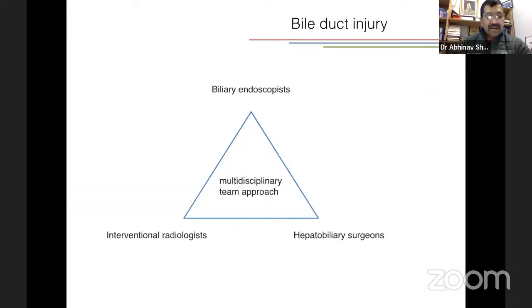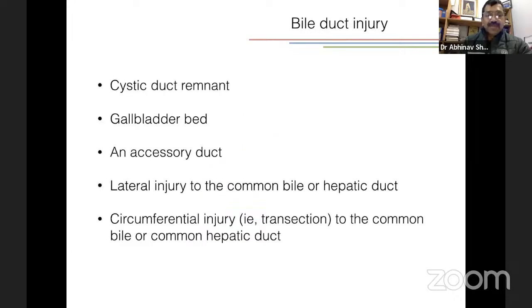Now, this is a complex team approach when a patient has post-cholecystectomy bile leak. We need a biliary endoscopist, an intervention radiologist, and most importantly, a hepatobiliary surgeon, which is the key person. So, the injury may happen to the cystic duct remnant or gallbladder bed or accessory duct, or there may be lateral injury to the bile duct or common hepatic duct, or there may be circumferential injury.